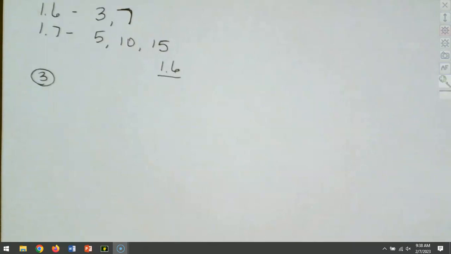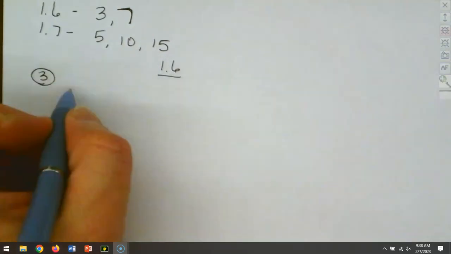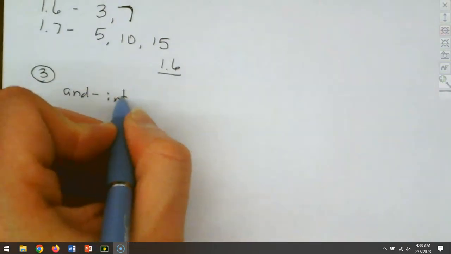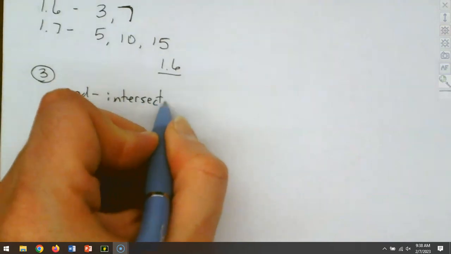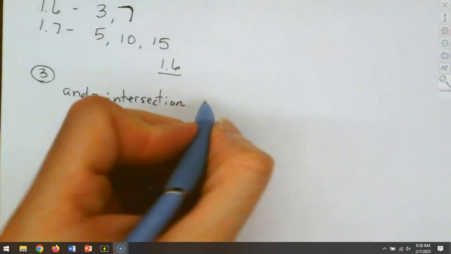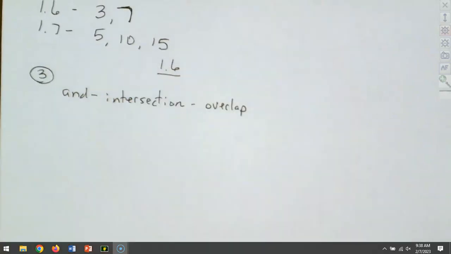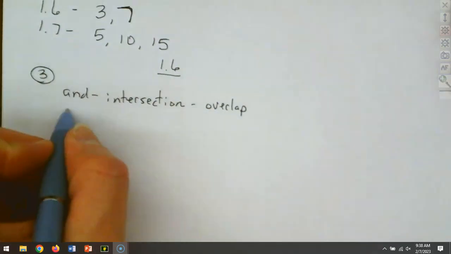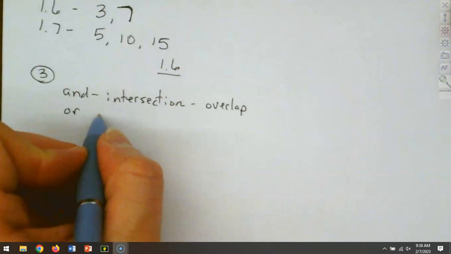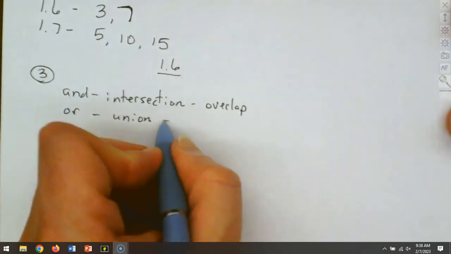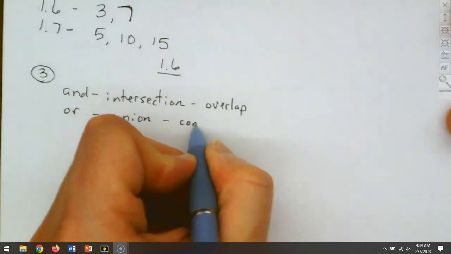Now, we need to remember also the difference between an "and" and an "or." Remember the definitions from last time. "And" is called an intersection, and that's going to be where they overlap. What about an "or"? Well, "or" is also referred to as a union, and that's where you're going to combine together.